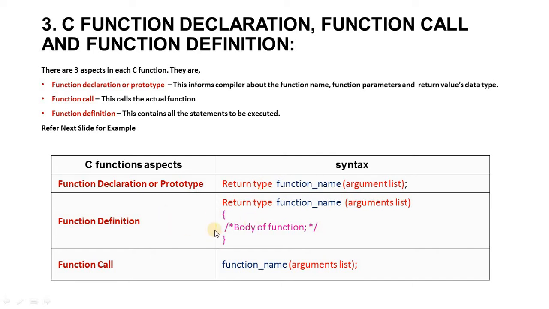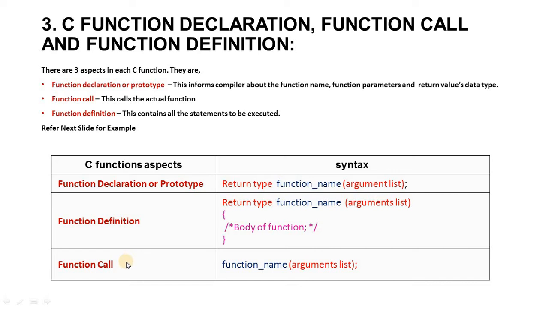So now our user-defined function declaration and definition part is completed. Now, whenever I want to call that function in any other user-defined function or in the main function, what do I need? I need the third aspect of that function in our C programming.